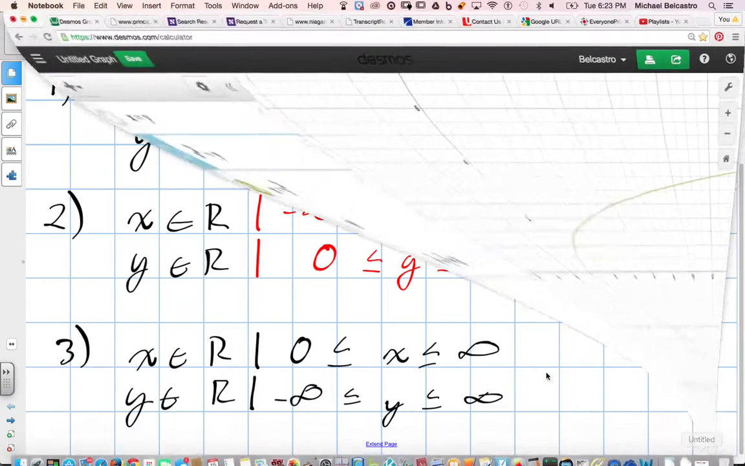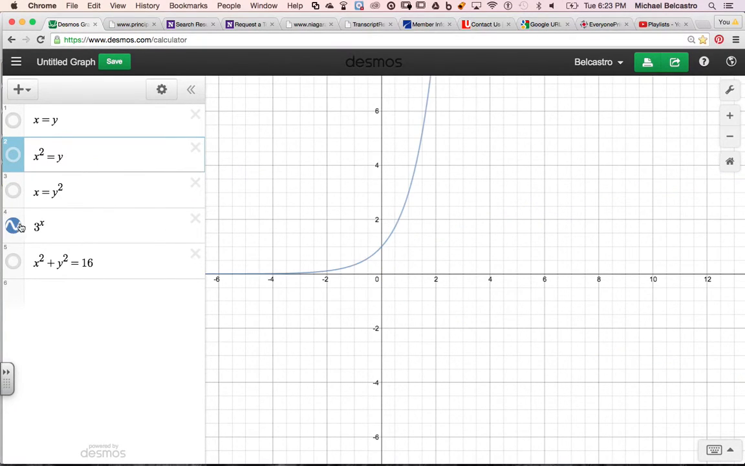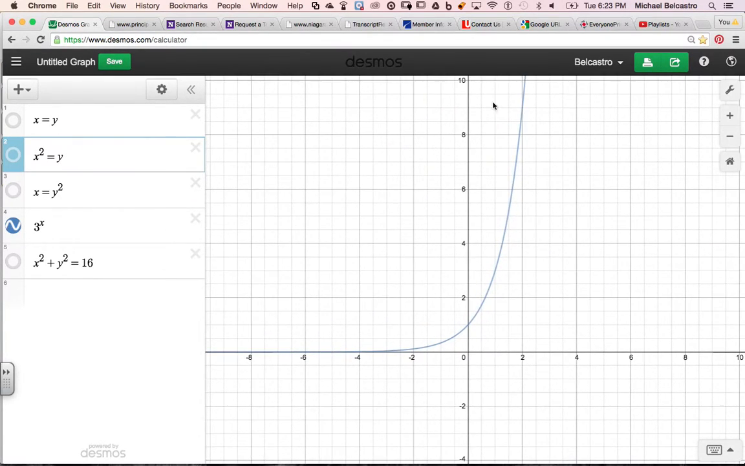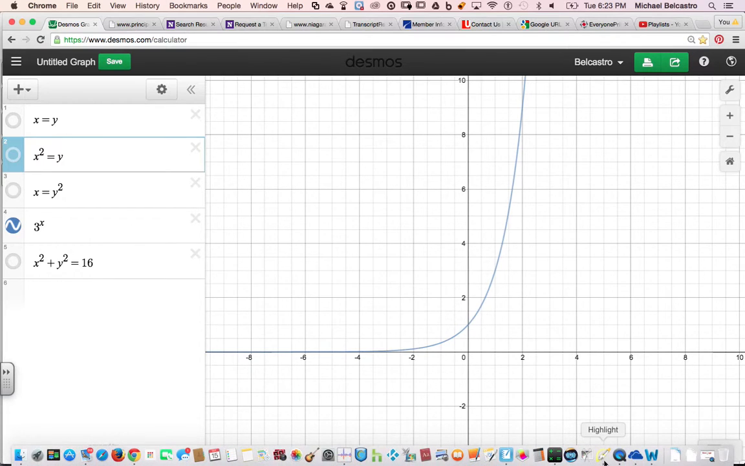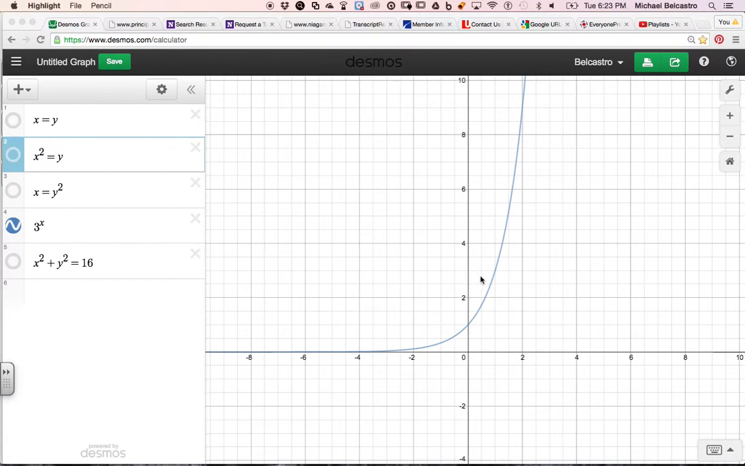Let's look at a tougher one. This one here is tougher. Going to the left, does anything stop it? Nah, it looks like it's forever. So it looks like negative infinity to the left. How about to the right? This is where it's tricky.